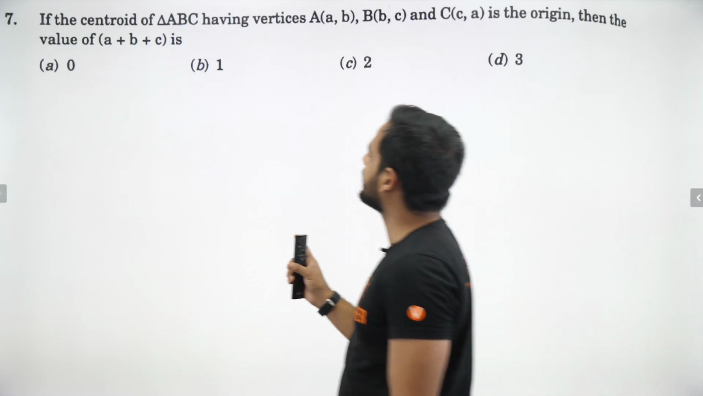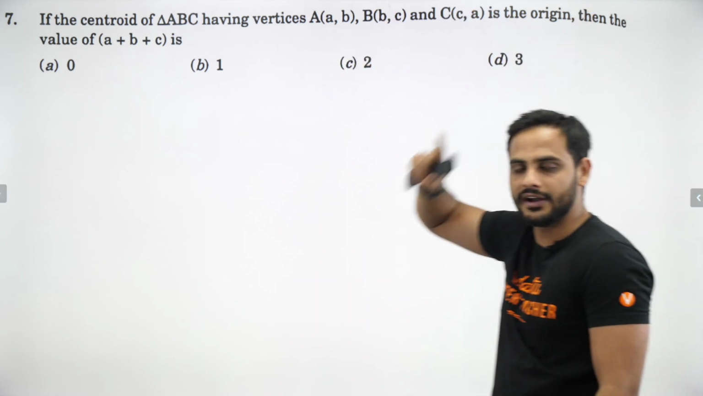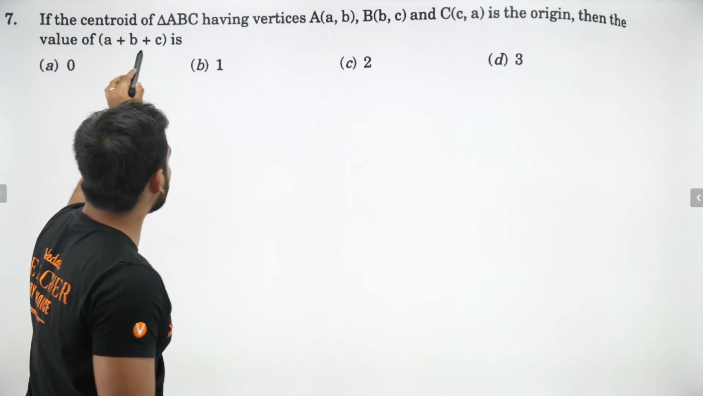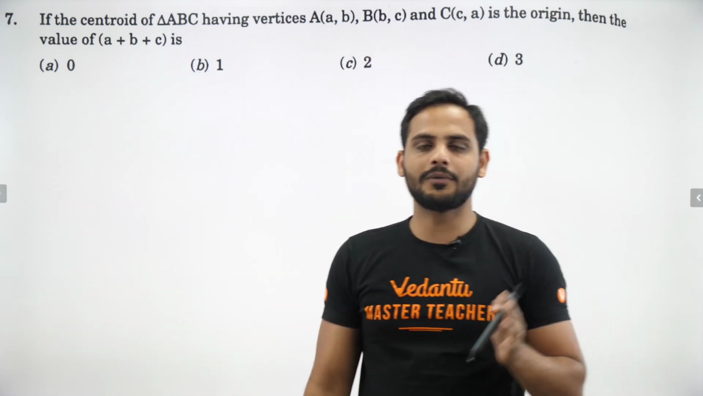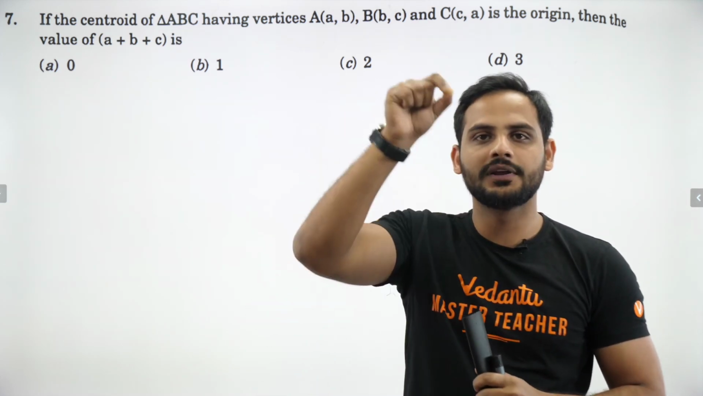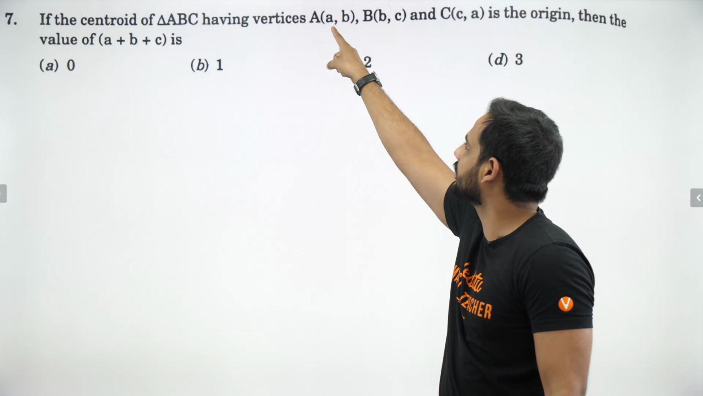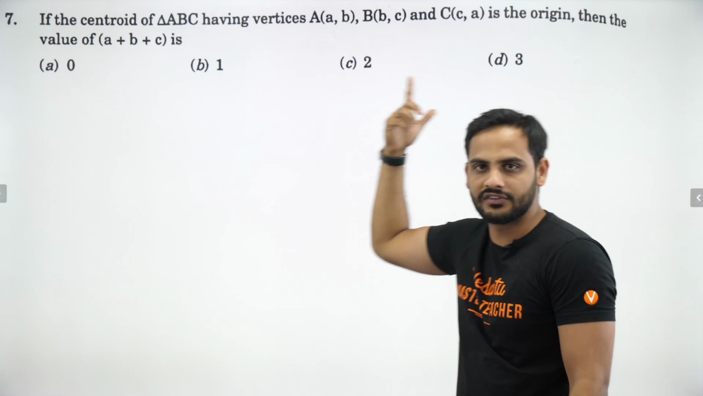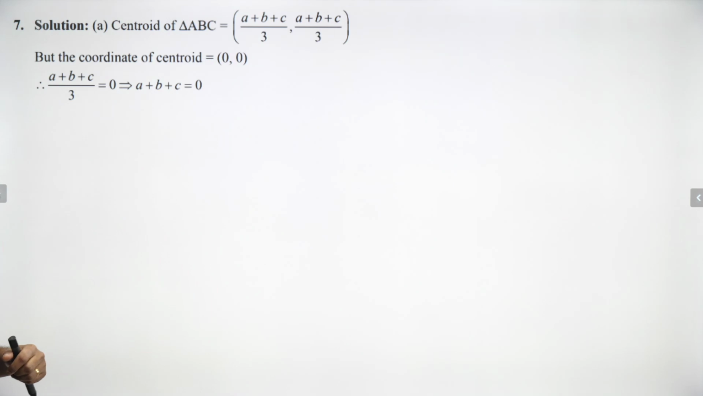If the centroid of triangle ABC, having vertices a, b, b, c and c, a, is the origin. So centroid is origin. Centroid is origin means centroid coordinates are 0, 0. Then what is the value of a plus b plus c? Now if the triangle's coordinates are x1, y1, x2, y2 and x3, y3, the centroid coordinates are x1 plus x2 plus x3 divided by 3 and y1 plus y2 plus y3 divided by 3. So x coordinate a plus b plus c divided by 3 is equal to the x coordinate of origin, which is 0. So a plus b plus c divided by 3 is equal to 0. So I can say a plus b plus c will be equal to 0.